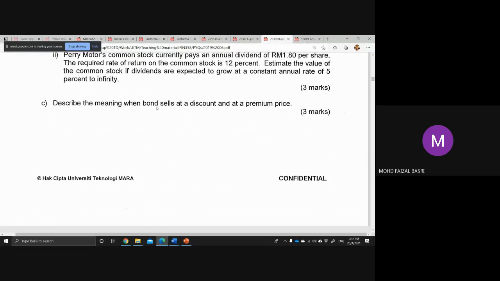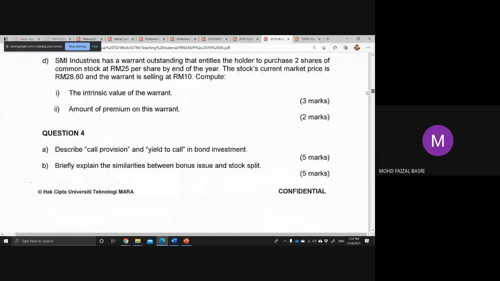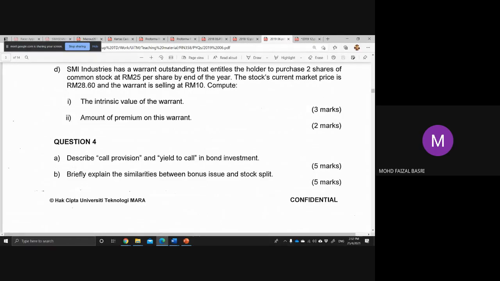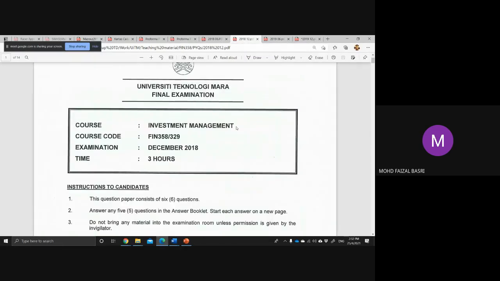What does it mean by bond sells at discount and premium? It's very straightforward. Discount means the price is lower than 1,000, premium means the price is higher than 1,000 ringgit. But there are no calculations involved. And again, this theory question: what are the call provisions and the need to call in bond investment. There are no calculations. But we skip June 2019. We go to December 2018.